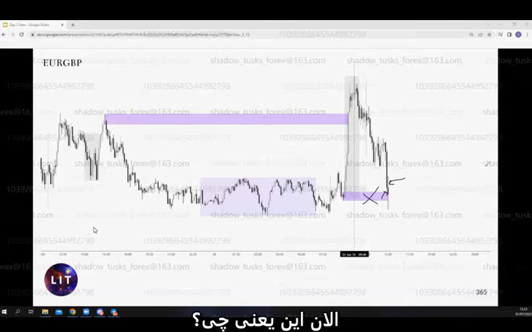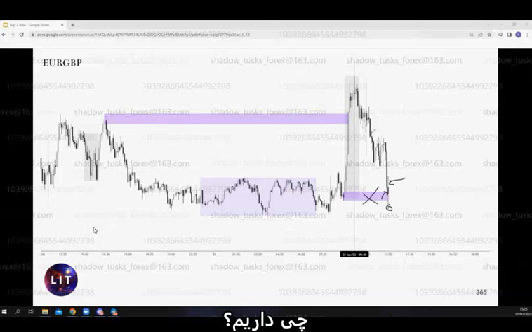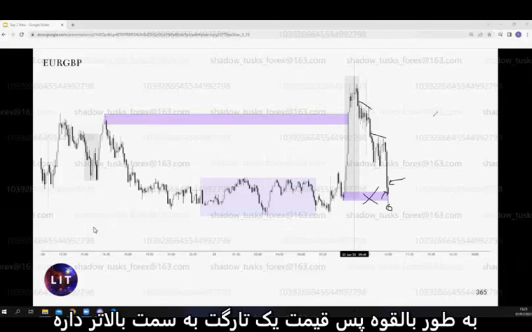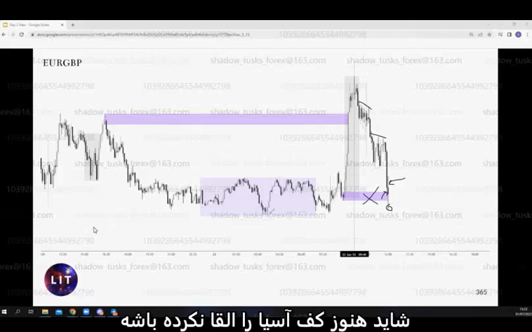What does that mean now? We've induced low. What can price likely do now? We have remaining liquidity, not a very strong reaction. So price has got a target to the high side, potentially. Again, we need more confirmations for that. We may not have induced Asia low yet.